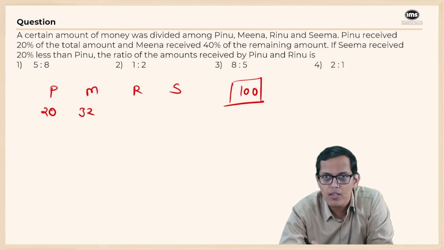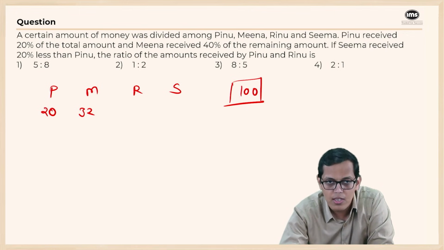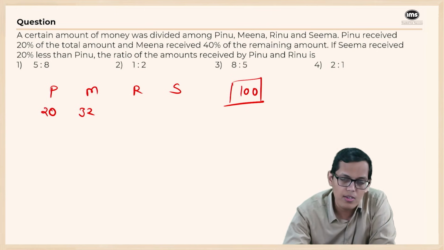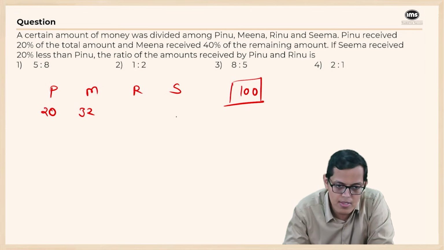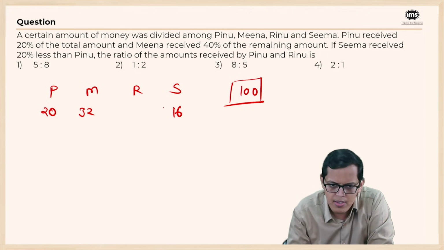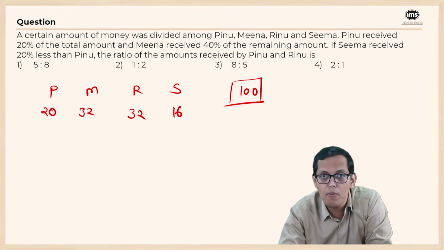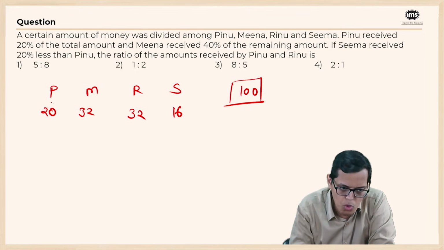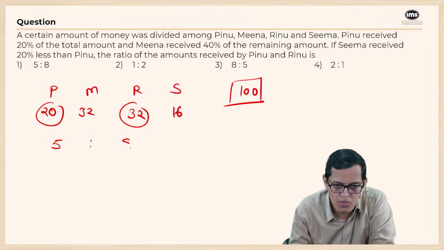If Seema received 20% less than Pinu, Pinu who received 20, 20% of 20 would be 4. Let's subtract it from 20, that is 16. That is what Seema has. Seema has 16, that is 20% less than what Pinu has. We discussed that this is 48. R plus S is 48. That makes R equal to the remaining 32. Alright, now the question: the ratio of amounts received by Pinu and Rinu. The question wants us to find the ratio between this and this, 20 and 32. It is 5:8, option number 1.